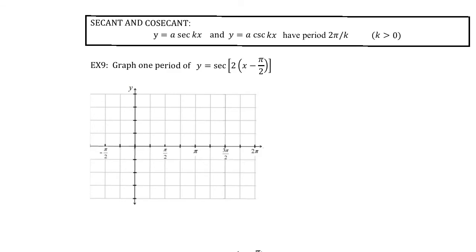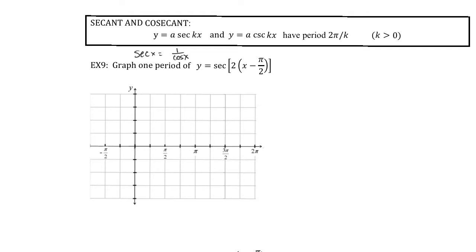We get to graph secant and cosecant, and these end up being really fun graphs. Okay, so for this one I have secant, and the secant function is the reciprocal of cosine. So what I'm going to do is just sketch as if this was cosine, and then I'll figure out what the reciprocal of that would be.